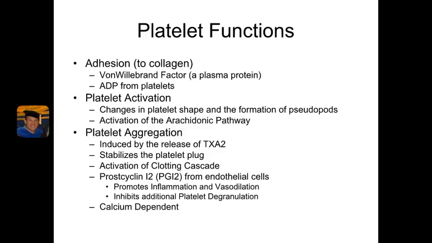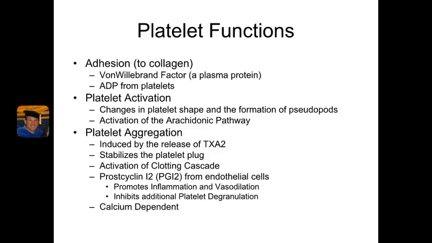Now, an interesting thing that also occurs is prostacyclin, which is another form of prostaglandin, is released from endothelial cells. Under ordinary circumstances, endothelial cells produce prostacyclin, which is going to cause vasodilation and inhibit platelet degranulation. So during endothelial activation, when there's been endothelial damage, there's going to be a decrease in prostacyclin.